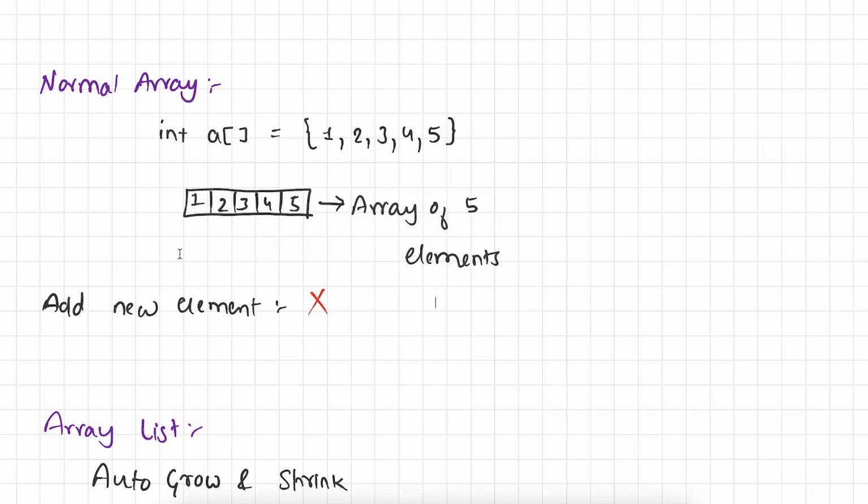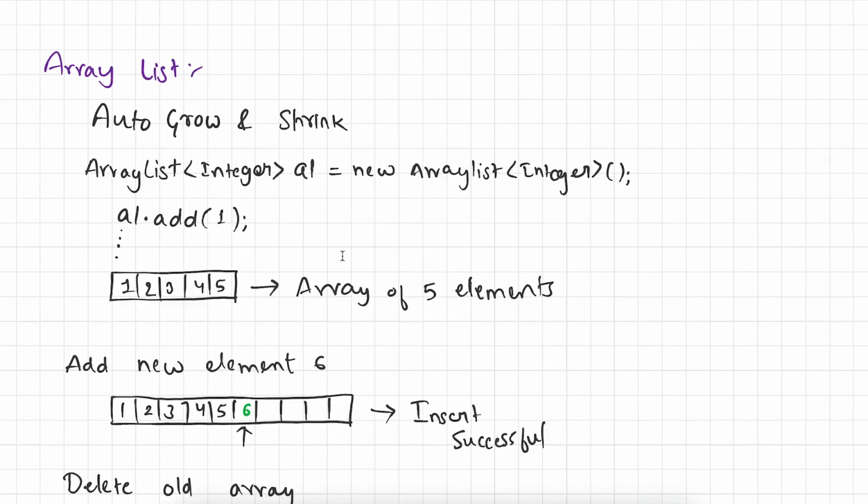Now if we want to add new elements in this array, we cannot, because a normal array cannot grow or shrink. Once we enter all the 5 elements, we cannot enter a new element. If we want to, we have to delete an existing element. Let's say we delete element 5 and then we can enter a new element in this array. This is a limitation of normal arrays: we cannot enter more elements than their capacity. This problem is smartly solved by ArrayList.